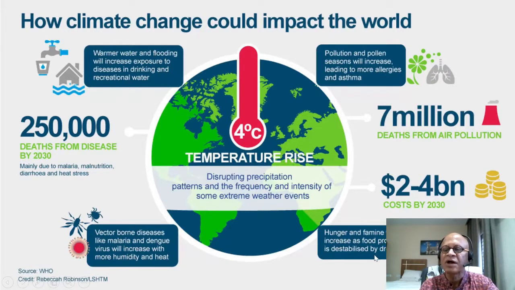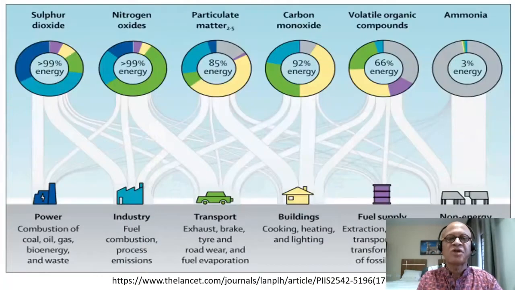Hunger and famine will increase as food production is destabilized by drought. Vector-borne diseases like malaria and dengue virus will increase with more humidity and heat, which we talked about. So adaptation has to include also additional costs that are going to be incurred because of climate change.